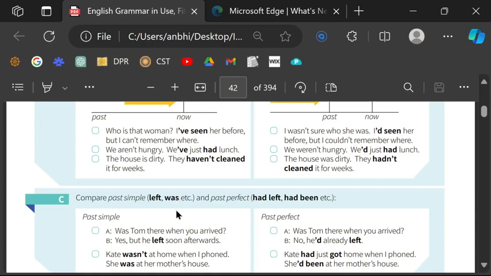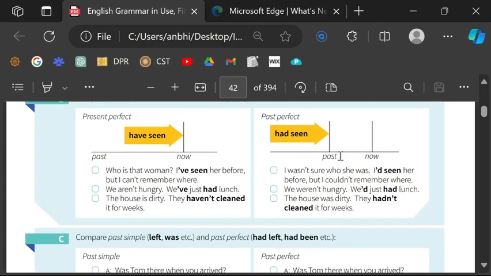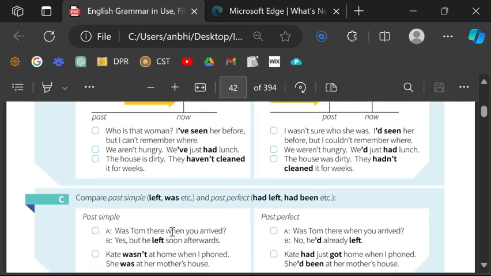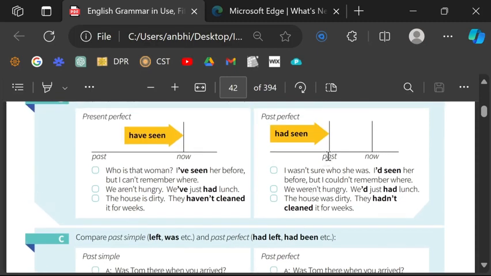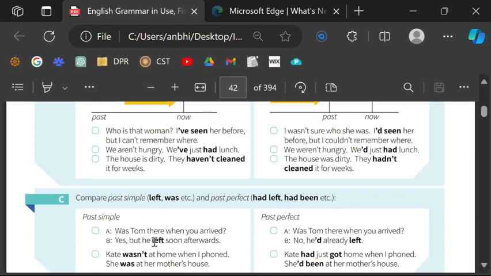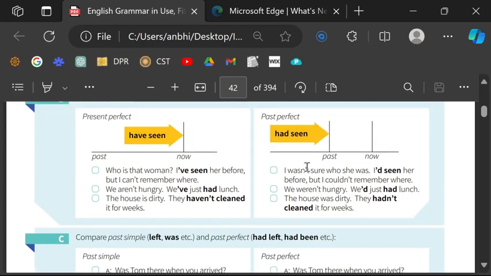It's a different situation. You see, let me use this over here, okay? Here. Was Tom there when you arrived? So let's say when you arrived is this situation, okay? In the past, you arrived. Okay? Now, you arrived here at this point in time. Now, if I say yes, but he left soon afterwards, this means he left after I arrived. You see? I arrived in the past, and soon after that, he left. Okay? It happens after this action.